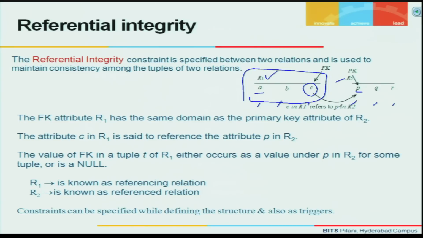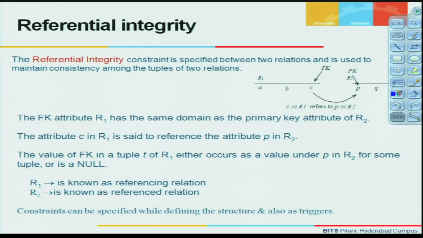What is the meaning of this? The foreign key attribute C in R1 has the same domain as the primary key attribute of R2, that is P. The attribute C in R1 is said to reference the attribute P in R2. The value of the foreign key in a tuple T of R1 either occurs as a value under P in R2 for some tuple, or it should be null.